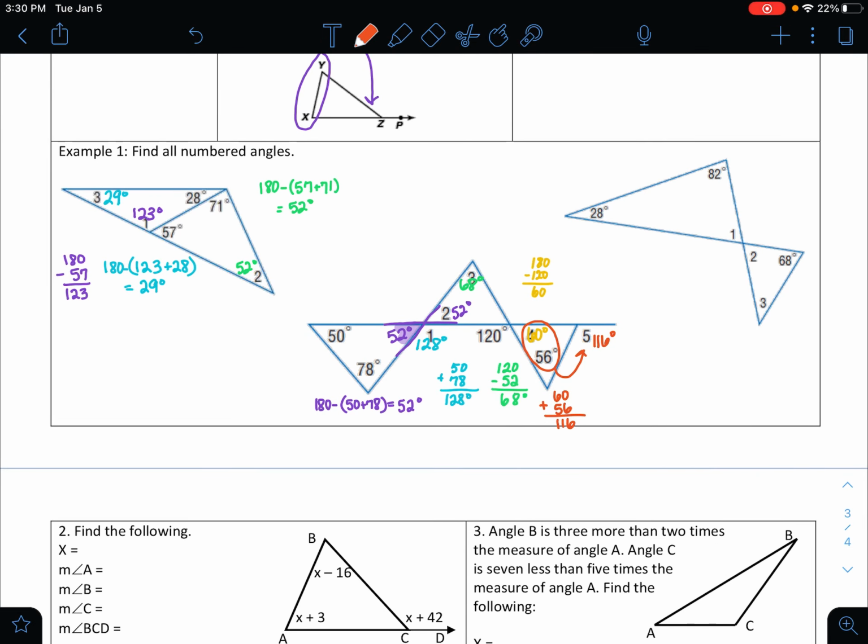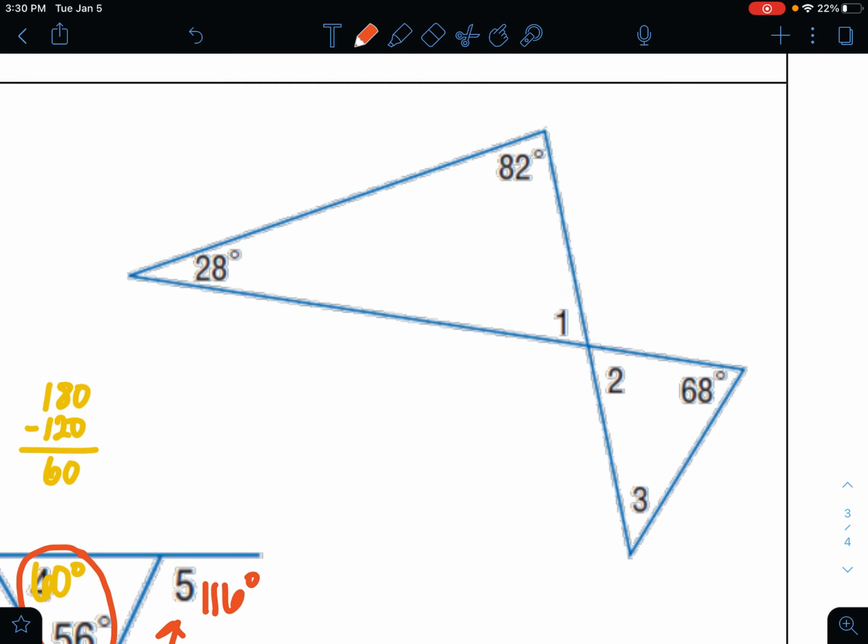All right, next example. Okie dokie artichoke. So for this one, it's looking like my best bet is gonna be to add these two together and subtract it from 180 so I can get this one. This is not an exterior angle, so I won't be able to use that rule per se. So I'm just gonna do 180 minus 28 plus 82 and we get 70 degrees. So angle 1 is 70 degrees.